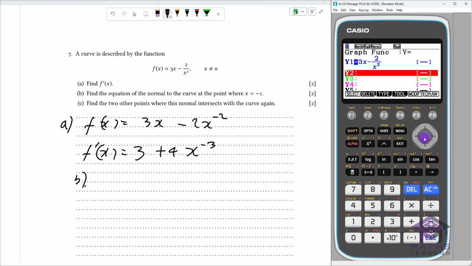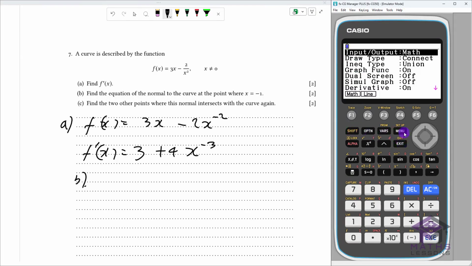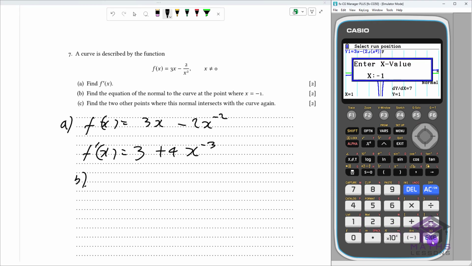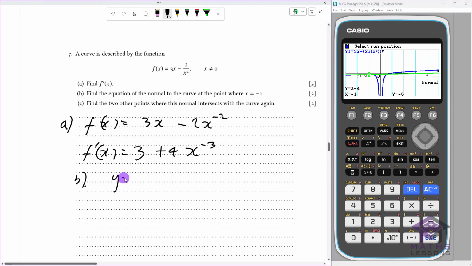Hopefully you've put all your derivatives. You set up your function, press shift setup, and check your derivatives on. Also check that your angle is in degrees because you don't need to use radians. Okay, make sure your angle is always in degrees. So worth doing that now before the exam. Anyway, press draw, and we're going to sketch, and we're going to get normal. Press X. We want minus 1, and we press execute, and it gives us the equation y equals x minus 4.